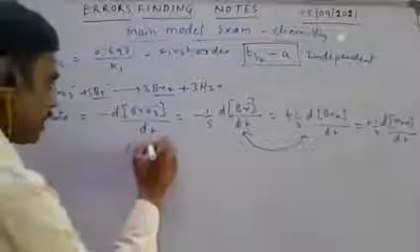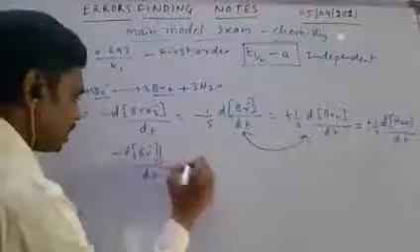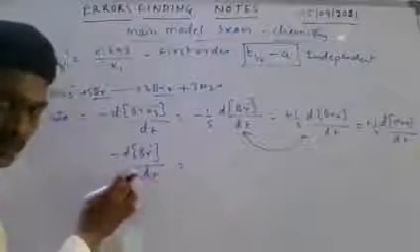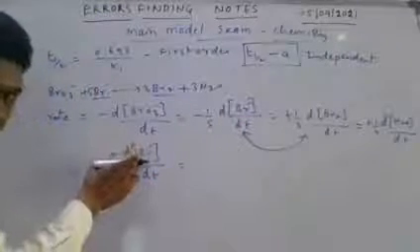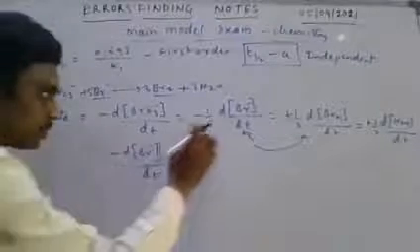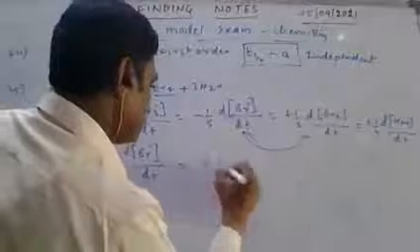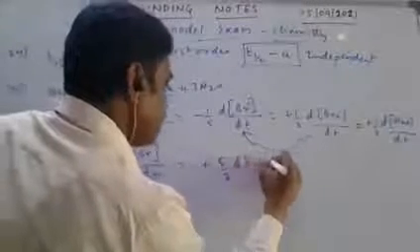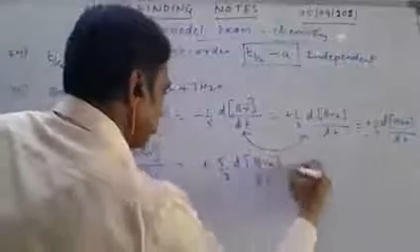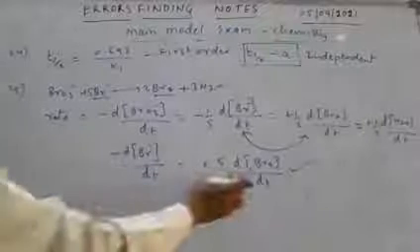Minus dBr minus by dt is the rate of disappearance of Br minus. Here the 5 comes to the RHS, and you get plus 5 by 3 dBr2 by dt. This is the correct relation: plus 5 by 3 dBr2 by dt, that is the fourth option. Check it.